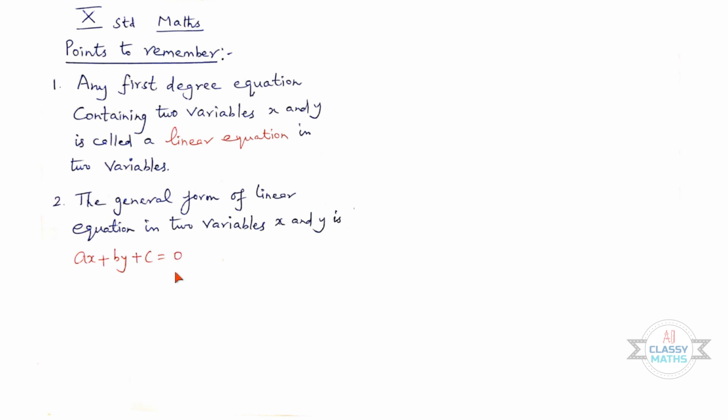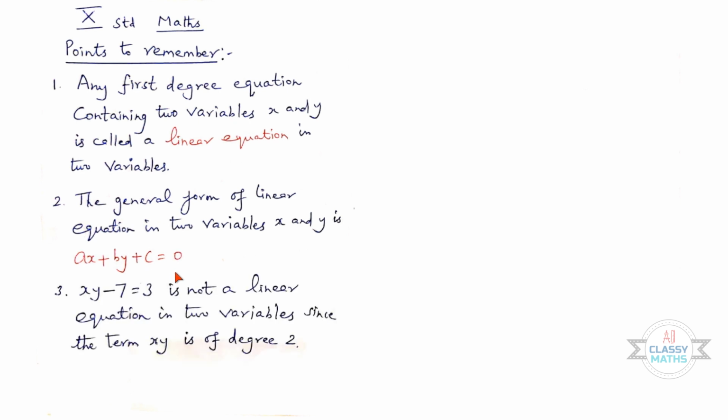Third one, xy minus 7 is equal to 3 is not a linear equation in two variables since the term xy is of degree 2. In the xy la pathina degree 1 and 1, 2. So, it is not a linear equation in two variables.